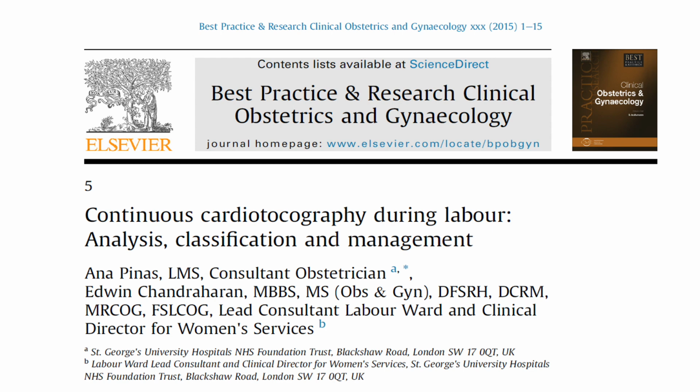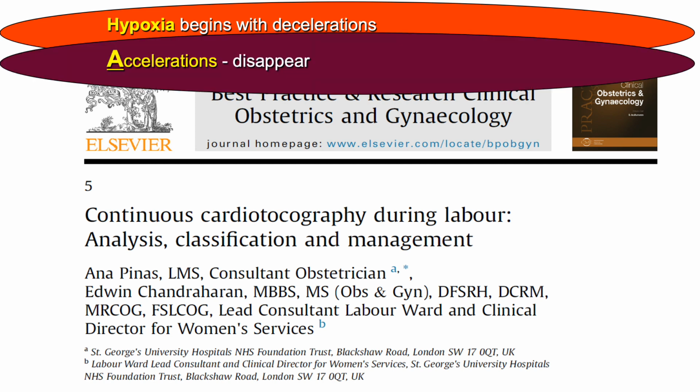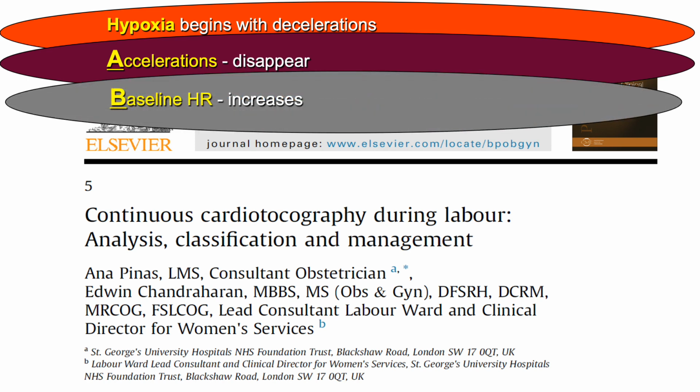normally in evolving hypoxias, fetuses show a predictable pattern according to physiological responses to hypoxia. So the first change that you get on the CTG when hypoxia begins is the onset of decelerations. This will be followed by the loss of accelerations as the fetus attempts to conserve somatic body movements. This will be followed by the release of catecholamines to obtain more oxygen from the placenta and also to pump faster to the central organs, and therefore there would be a progressive rise in the baseline heart rate.